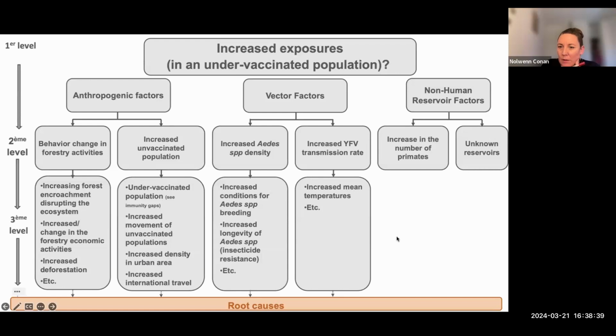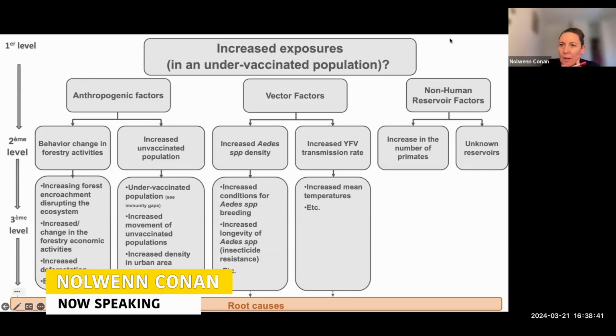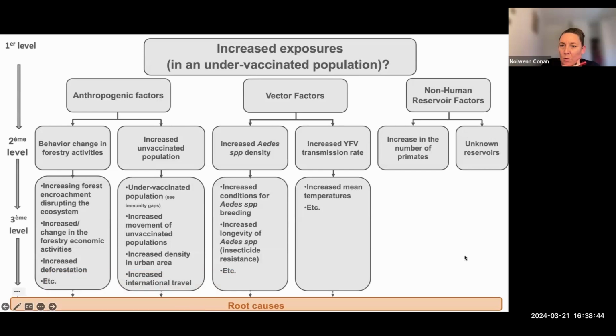So we thank you, Marie-Ève. So we made just a bit of change. I think it was already divided in three main groups for the increased exposure. So we put three main groups: anthropogenic factors, vector factors, and non-human reservoir. So that was the first level, increased exposure.